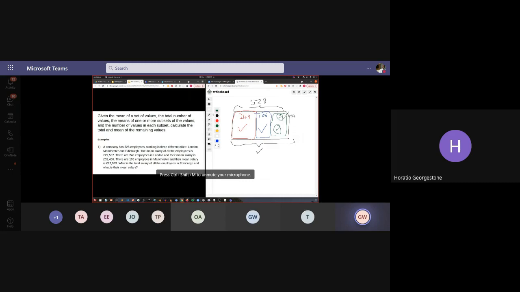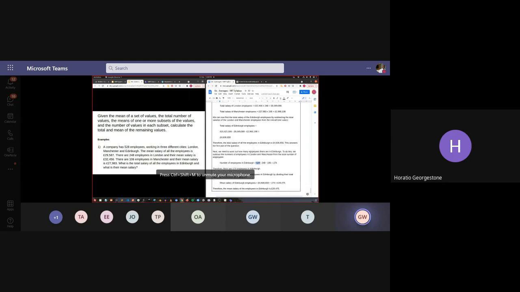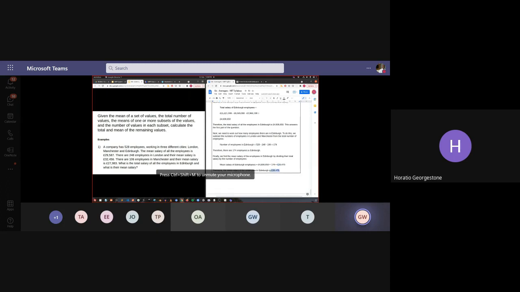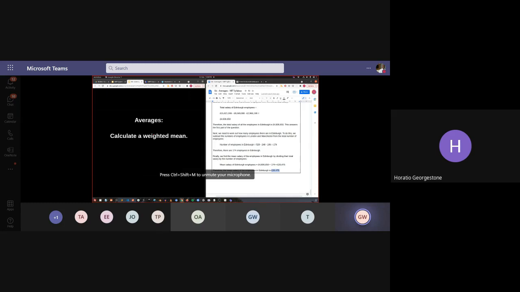So now we just have to divide the total Edinburgh salary by the number of Edinburgh employees, and then we get the mean salary for Edinburgh, £26,475. The mean salary of all the employees in Edinburgh is £26,475. Okay, cool. So that brings us to the end of the averages skills.